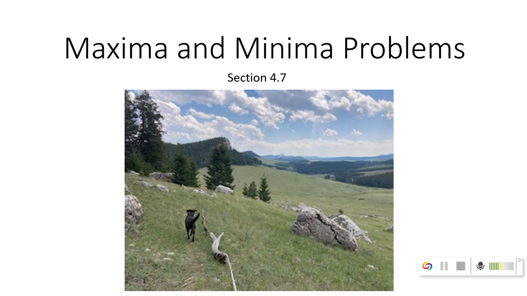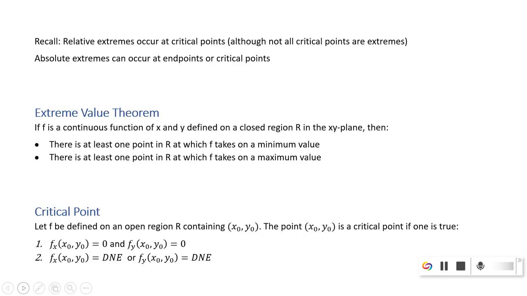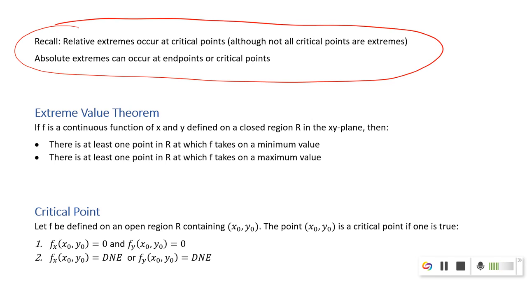In this section, we're going to talk about how we can use derivatives of functions of two variables to find extreme values, to find maximums and minimums. And so the first thing I want to do is just remind you of some facts from, I guess it'd be Calc 1. In Calc 1, you probably learned that relative or local extremes can occur at critical points. And critical points were places where the derivative is 0.